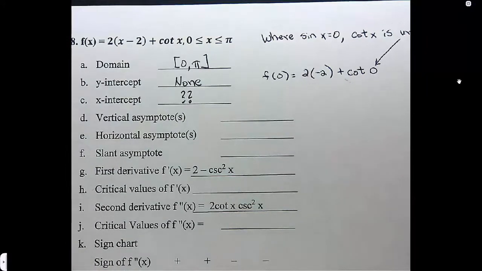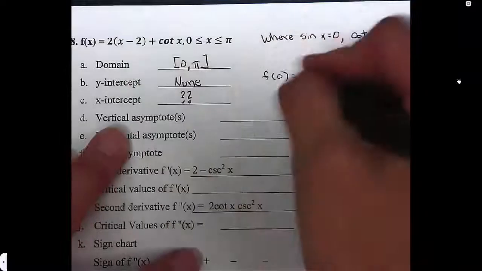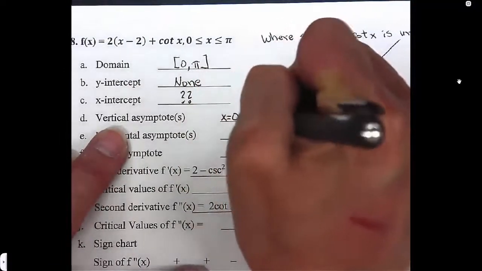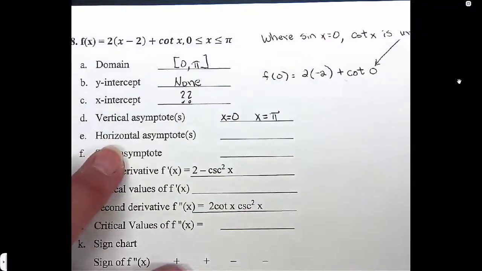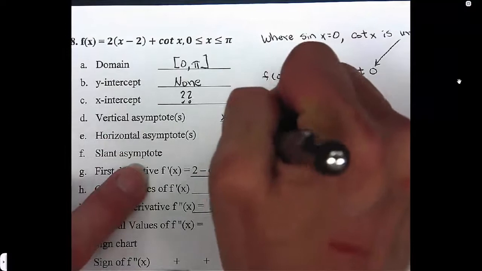What about asymptotes over the domain from 0 to pi? There are going to be asymptotes at 0 and pi. And since those are included in the domain, I need to say x equals 0 and x equals pi are vertical asymptotes. There's not a horizontal asymptote or a slant asymptote.